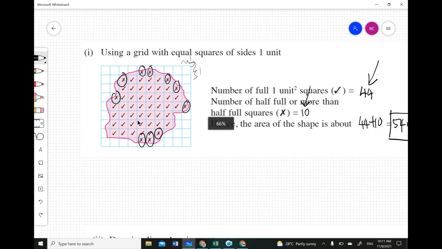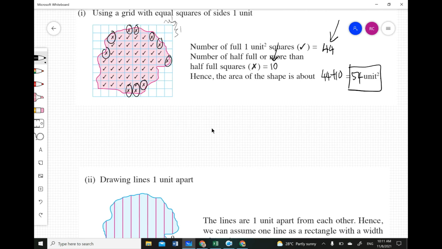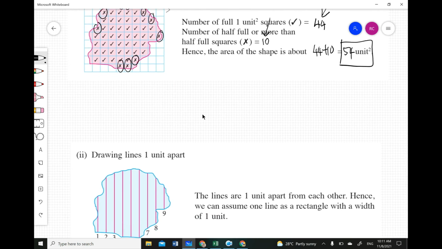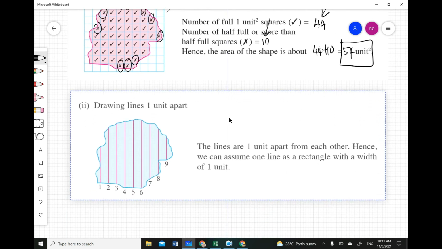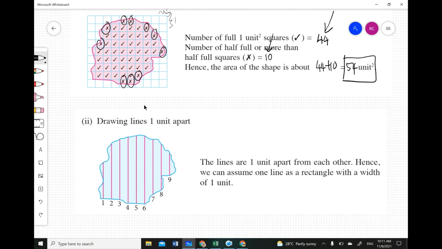Now we are going to try a second method for this irregular shape. What you can do is draw lines which are 1 unit apart. It's different from using the grid just now. This one we used the grid, now we are going to draw lines 1 unit apart. 1 unit apart means the distance over here is 1 unit. So you are going to draw, using a ruler, all the lines until the end of the figure.